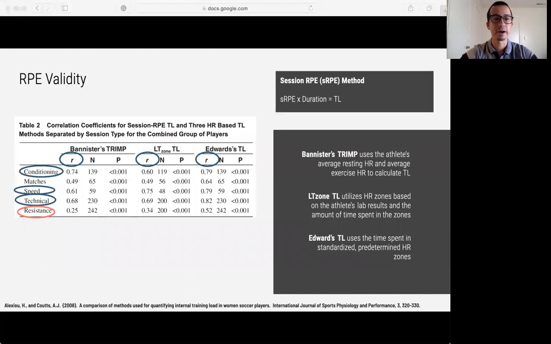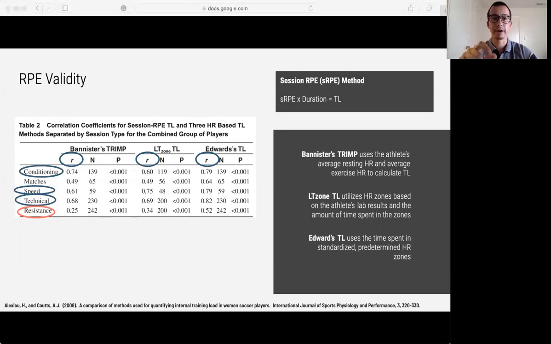In this study by Alexiou and Coutts, we are comparing the session RPE method to heart rate-based methods to monitor training load. Let's take a look at the session RPE method. It is the session RPE on that 0 to 10 scale, and we multiply that by the duration of the session in minutes, and we end up with this training load in arbitrary units.